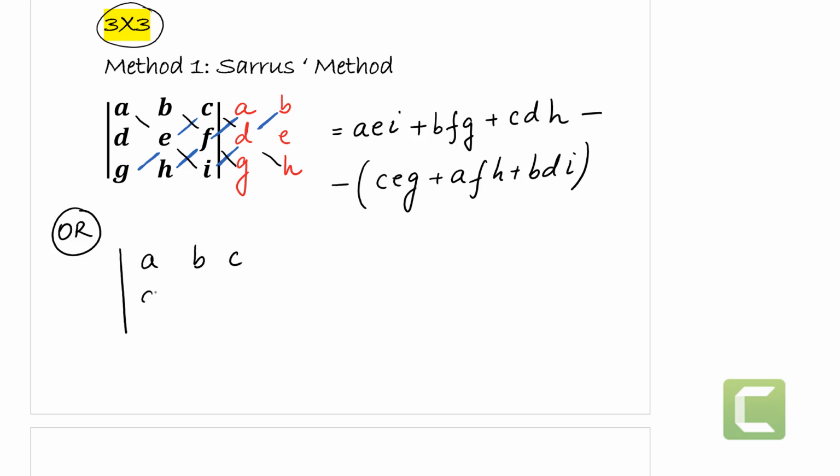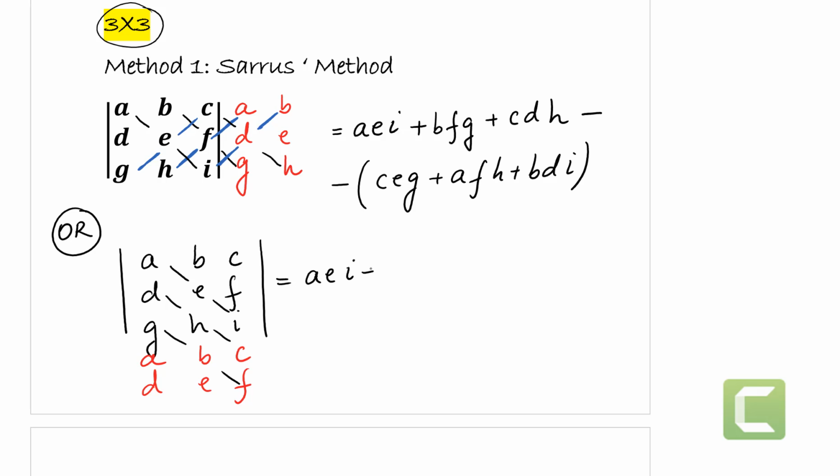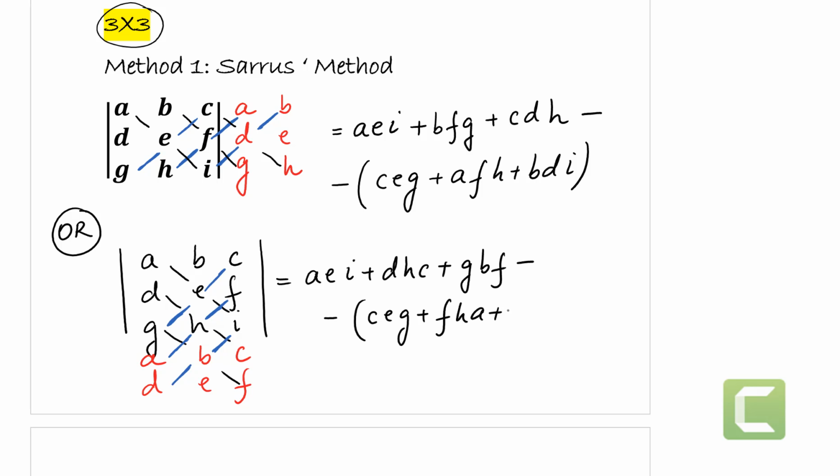Now this method can also be written this way. So A, B, C, D, E, F, and G, H, I. Sometimes people copy the first two rows instead of the first two columns, and we do the same thing. So we have the main diagonal and then parallel to it. So we will get AEI plus DHC plus GBF minus, and now we copy the secondary diagonal, which is CEG, FHA, and IBD. So basically CEG plus FHA plus IBD.